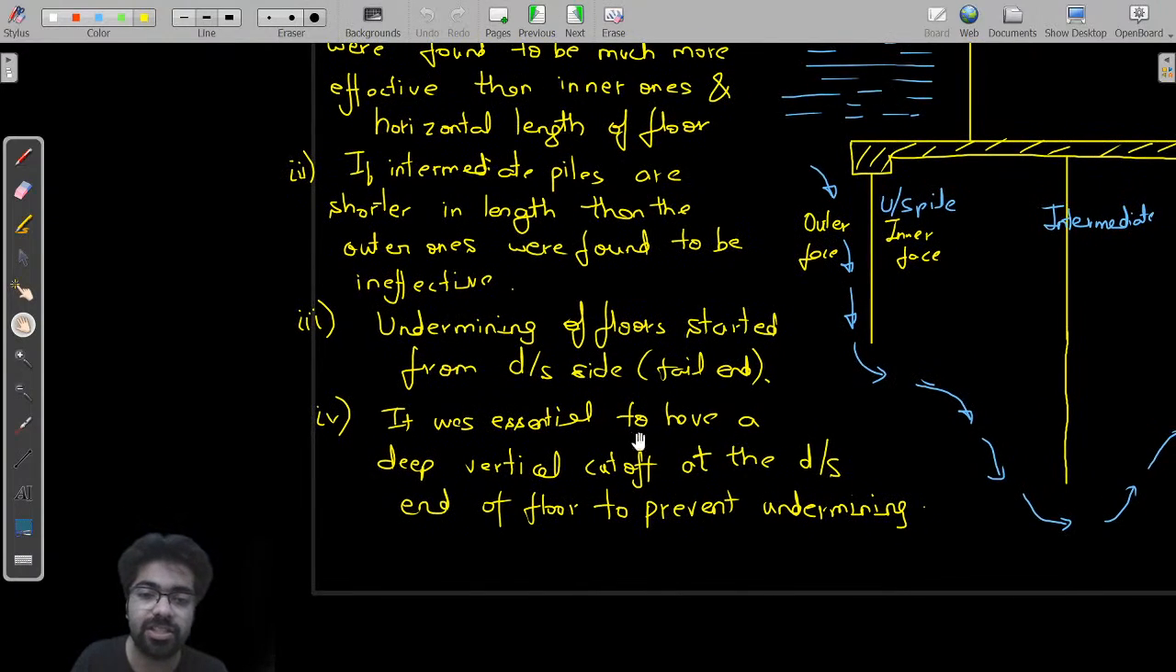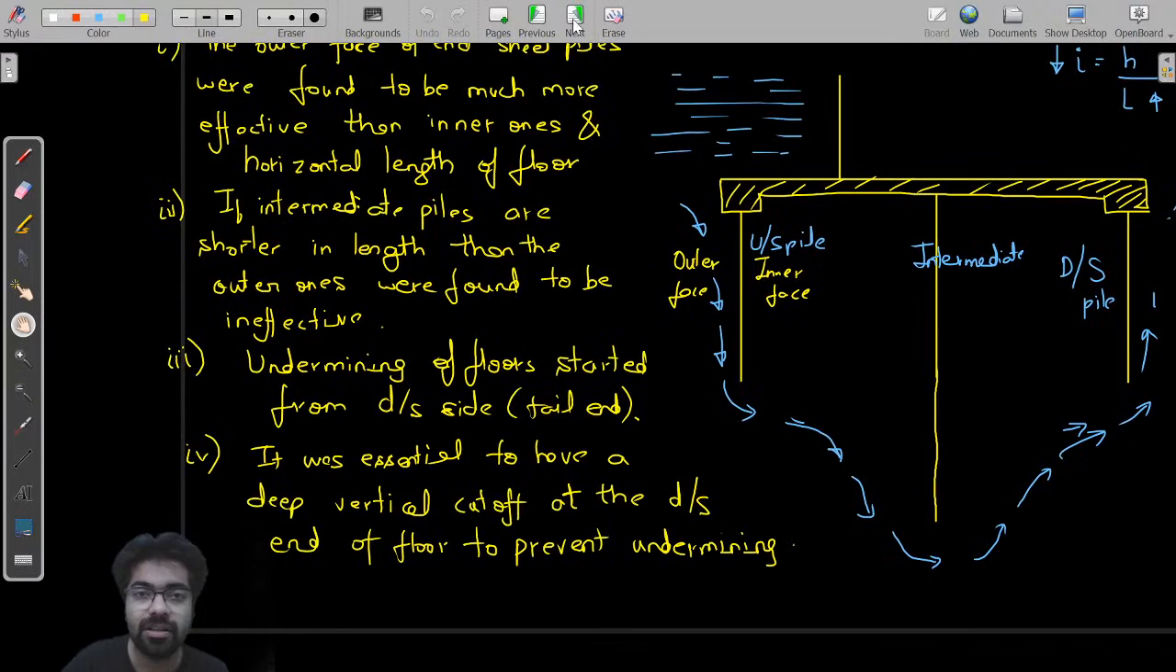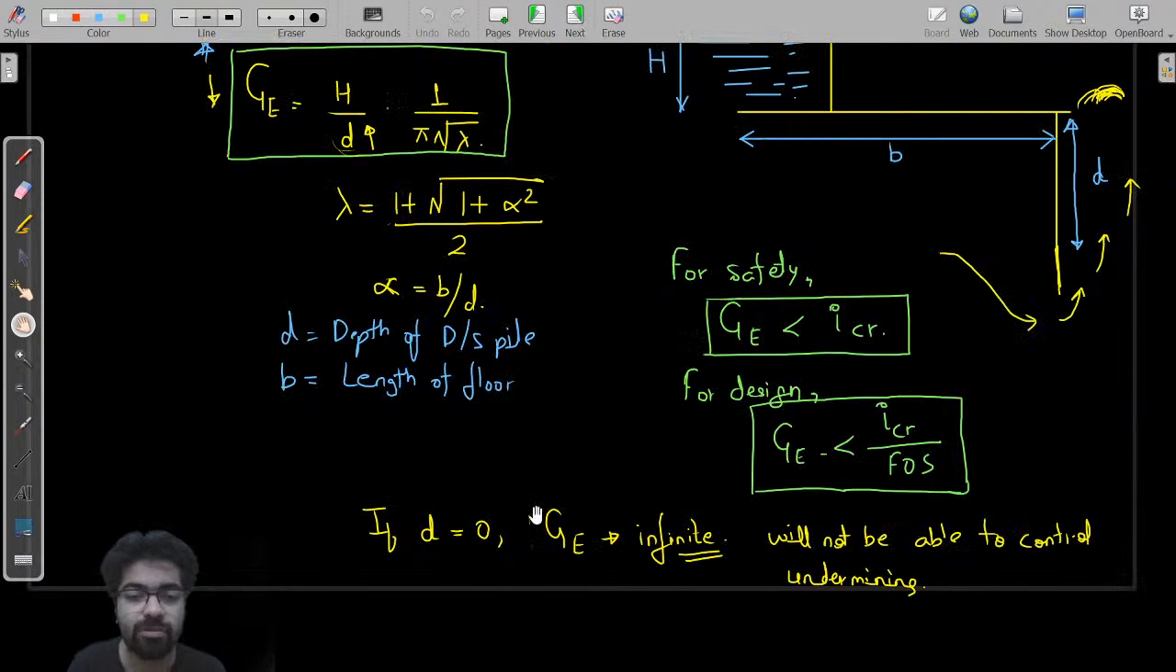So this was very essential, because if you will see here, if you are not providing D, then obviously G is infinite and you will not be able to control undermining. Remember this formula. This line can become your objective. Your cutoff should be very deep, so that this D should be very high, so that exit gradient is less. And if exit gradient is less, then obviously you will be safe.